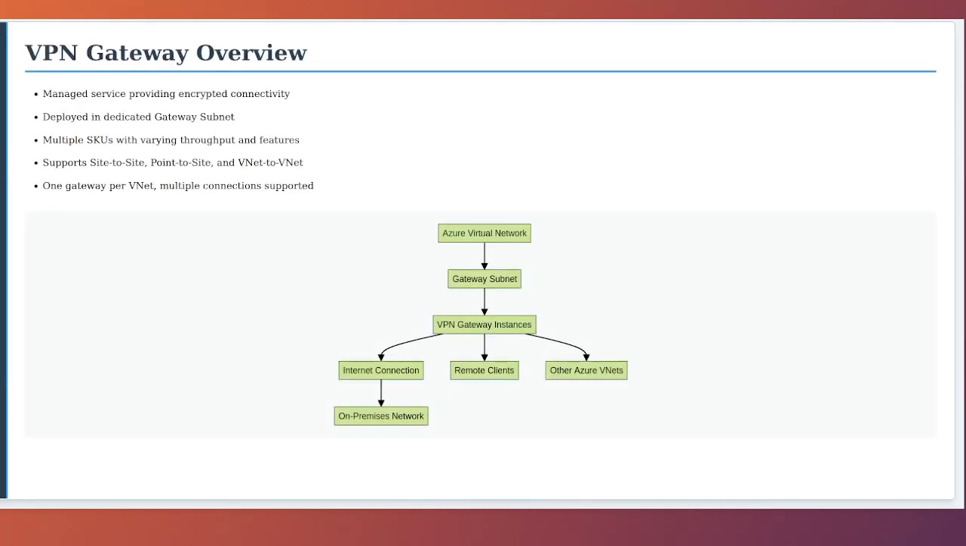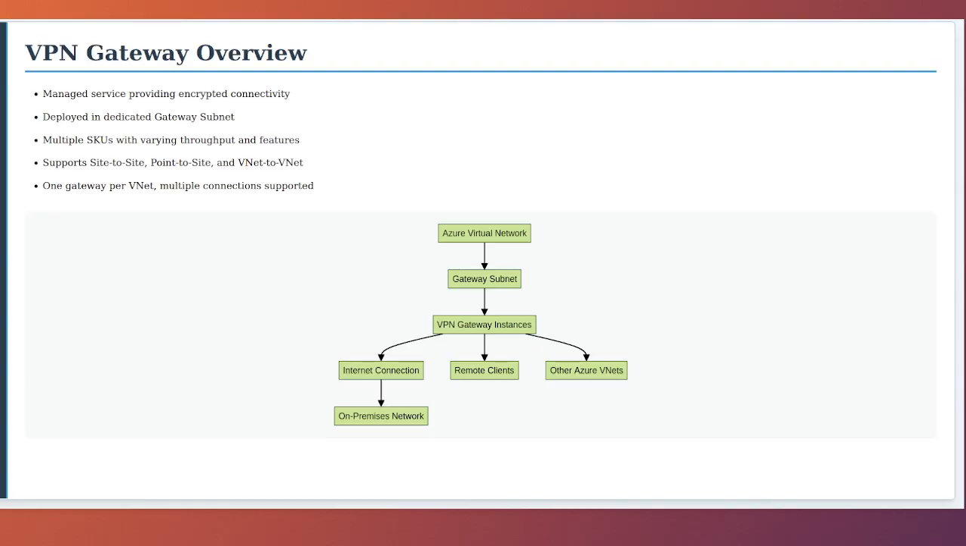VPN Gateway Overview. The VPN Gateway is the foundational component that enables all VPN connectivity in Azure. It is a specific type of virtual network gateway that sends encrypted traffic between your Azure virtual network and other locations. Every VPN connection you establish in Azure relies on a VPN gateway resource deployed within your virtual network.